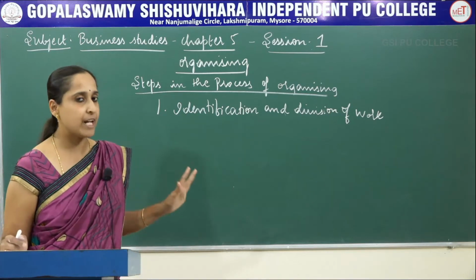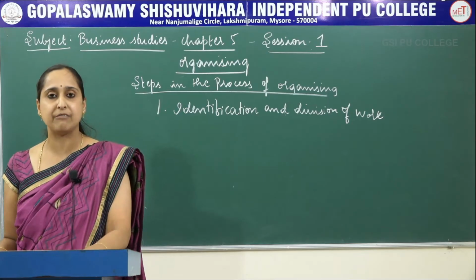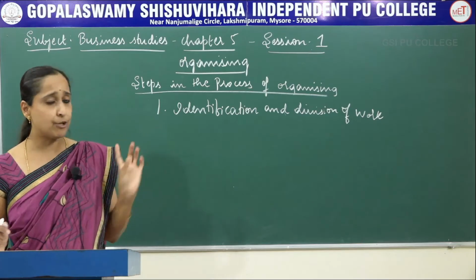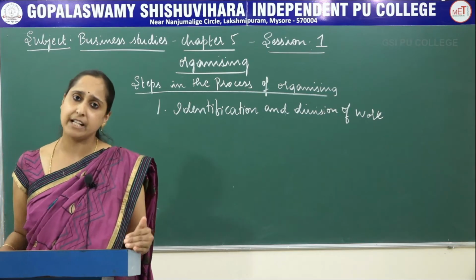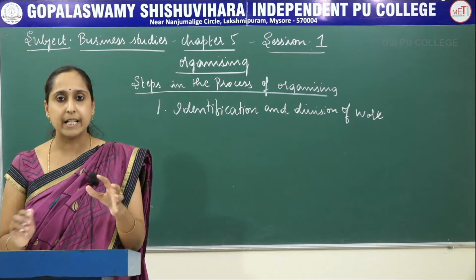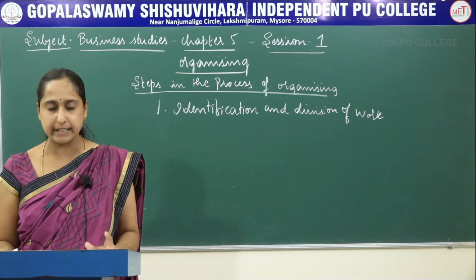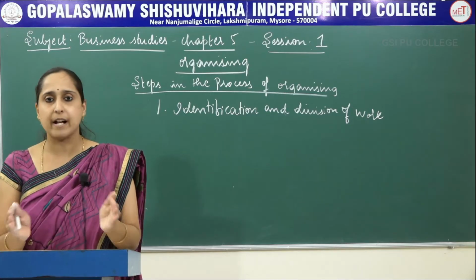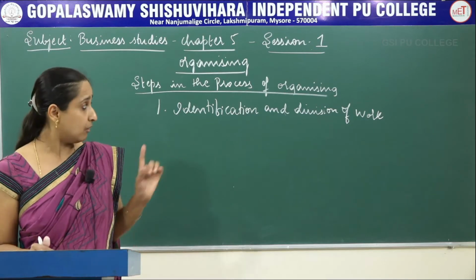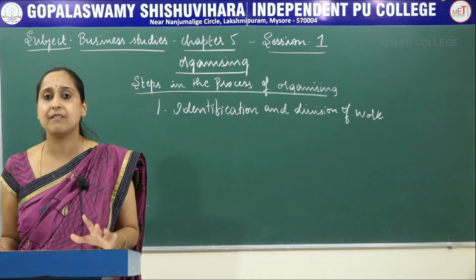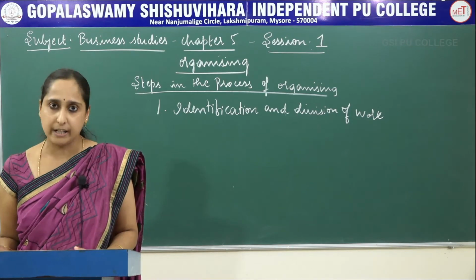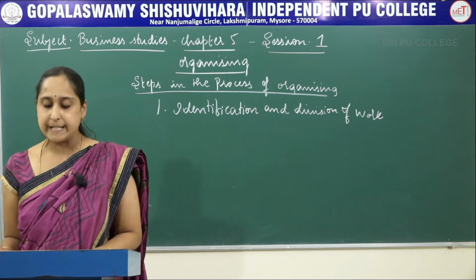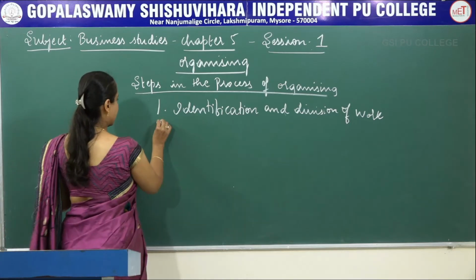So here identification means the firm has to identify what are the activities that should be done in the organization. Division of work means dividing the work into small parts so that there is no duplication of work, there is no confusion, and the burden of the work can be shared among all the employees. So that is division of work. This is the first step in the process of organizing, that is identification and division of work. Second one is departmentalization.